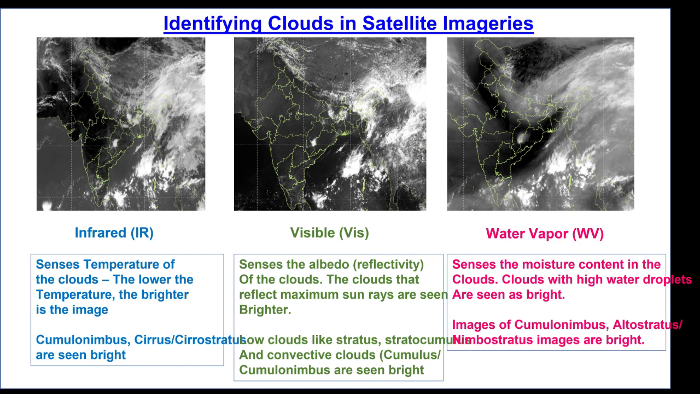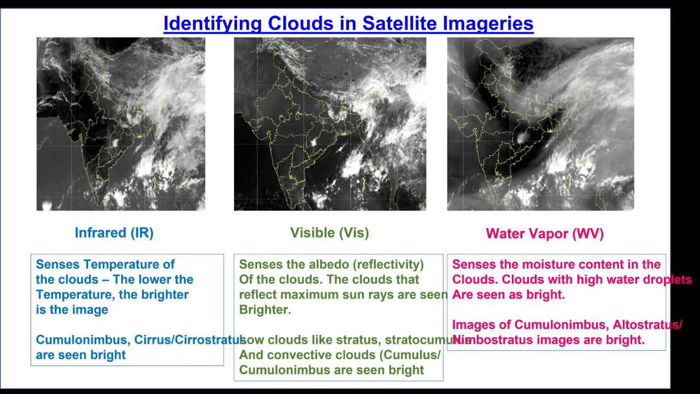As I told before, infrared sensors sense the temperature of the clouds. Now, the clouds at higher levels, that is the cirrus, cirrostratus, and cirrocumulus, are at very high level, and hence the temperatures are very low there, of the order of minus 20 to minus 30. It may be even minus 40.